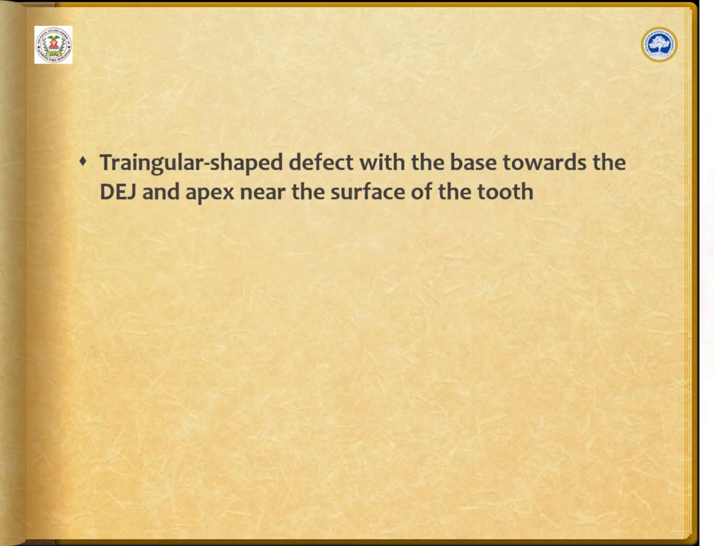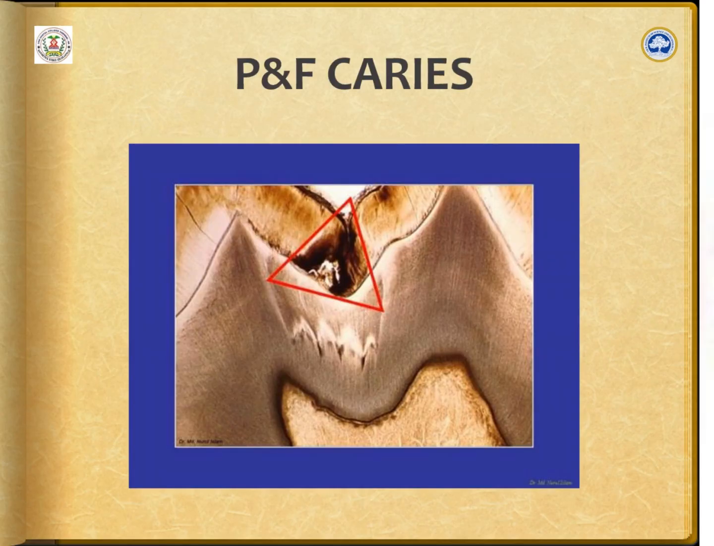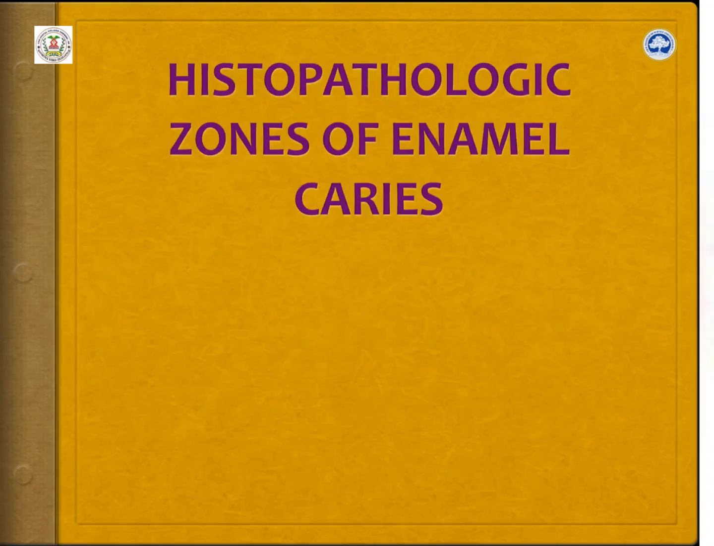Triangular shaped defect with the base towards the DEJ and apex near the surface of the tooth. So this is just the opposite of what we saw in the smooth surface caries. So the apex of the triangle is near the surface and the base is near the DEJ. So what can start as a small lesion can actually spread out to be a big one. And that's why pit and fissure caries are more dangerous and need immediate intervention.